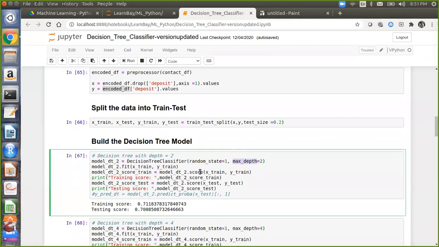Score is the function which will give you the accuracy directly. I told you that there are two functions, confusion matrix and score. For the score function, you pass your X train and Y train data to the model, and it will generate a training score of 71%. Now you pass the testing data, X test and Y test, which is the unseen data for your model_DT_2, and you print the score. The score comes to 70%. So now the training and testing scores are almost equal.